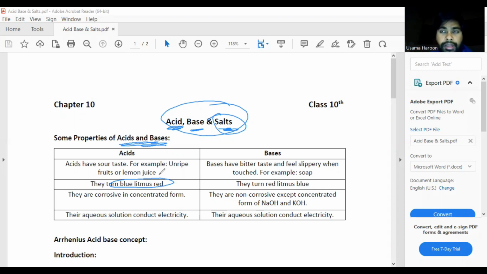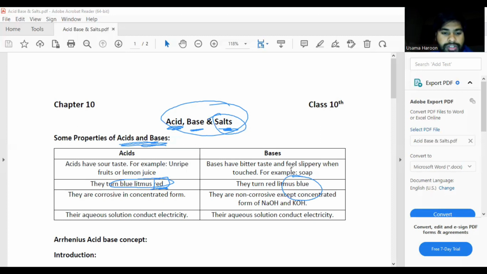And if the litmus paper is already red, then there will be no effect on it, because the property of an acid is to turn the litmus red. But if it is already red, then there will be no effect. The same goes for bases, but on the very opposite: bases turn red litmus to blue. And if it is already blue, then there will be no effect. The color remains the same.